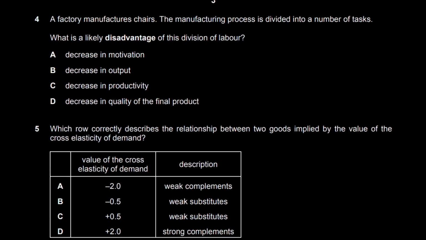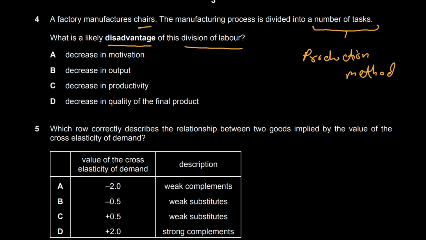Question number 4 states, a factory manufactures chairs. The manufacturing process is divided into a number of tasks. So whenever we are talking about number of tasks, we mean that this is our production method. Okay, and if you see in the next line, the examiner has clearly explained which type of production method they are talking about. What is the likely disadvantage of this division of labor?